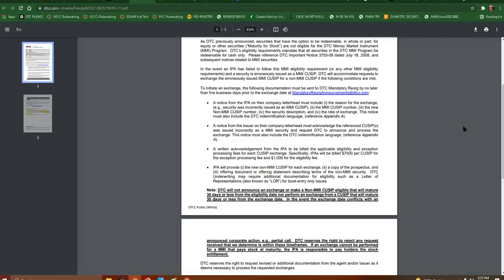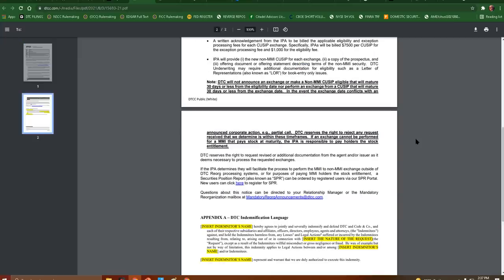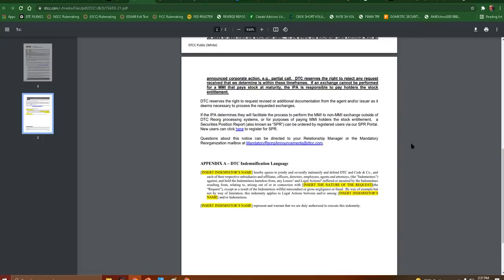If an exchange cannot be performed for MMI that pays stock at maturity, the IPA is responsible to pay holders the stock entitlement. Ruh-roh. DTC reserves the right to request revised or additional documentation from the agent and or issuer as it deems necessary to process the requested exchanges. If the IPA determines they will facilitate the process to perform the MMI to non-MMI exchange outside of DTC reorg processing systems, or for the purpose of paying MMI holders the stock entitlement, a securities position report, also known as SPR, can be ordered by registered users via our SPR portal. New users can click here to register.